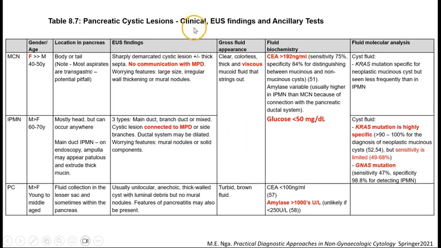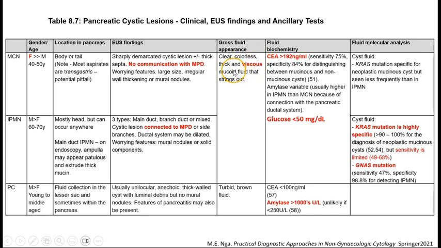And here is a table looking at the non-cytological findings that are extremely helpful in corroborating our diagnosis of pancreatic cystic lesions. And this includes clinical findings such as gender and age, location in the pancreas, as well as imaging findings, the gross appearance of fluid, as I just mentioned, and of course the analysis of fluid, including biochemistry and molecular analysis. Just to briefly mention a few things again for mucinous cystic neoplasms, these tend to occur way more frequently in women, and there is no communication with the pancreatic duct in the EUS or other imaging findings.